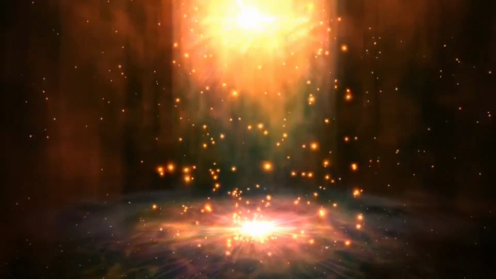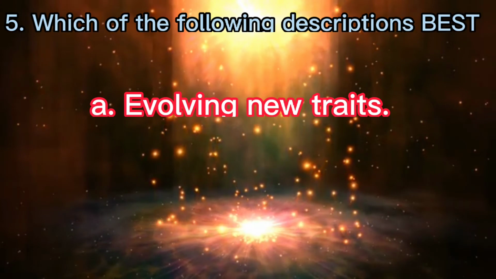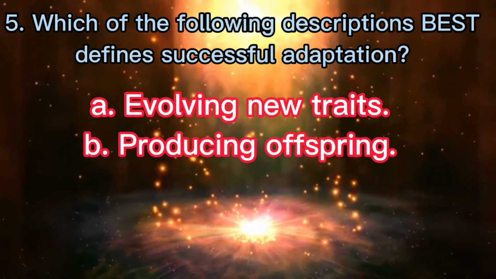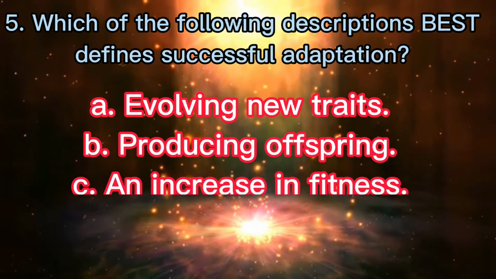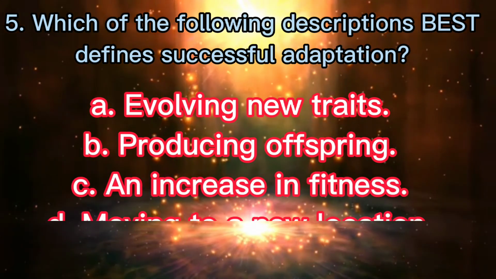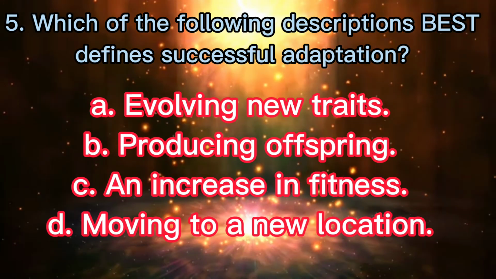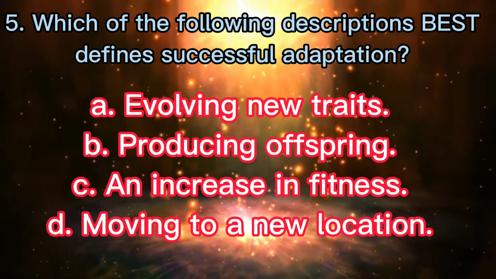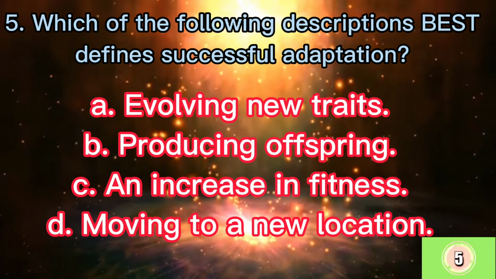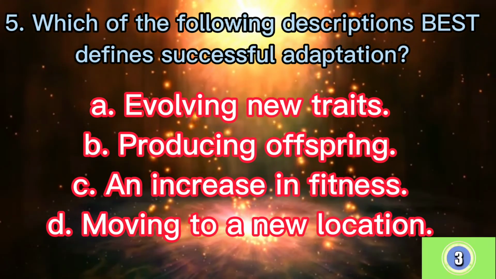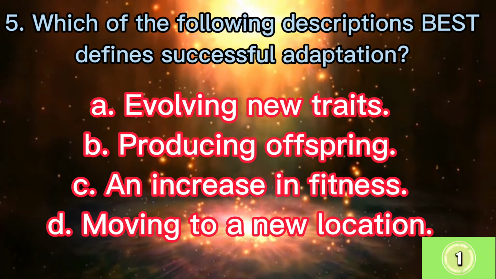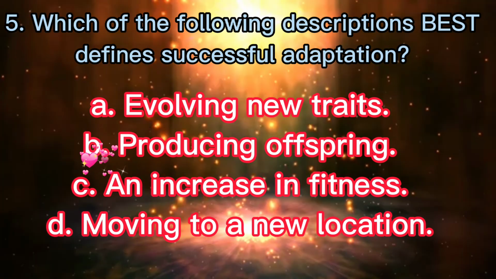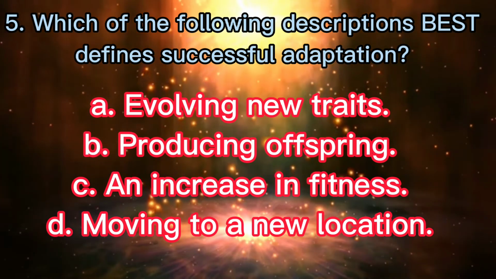And number 5. Which of the following descriptions best define successful adaptation? Letter A, evolving new traits. Letter B, producing offspring. Letter C, an increase in fitness. And letter D, moving to a new location. Absolutely. The correct answer is letter B, producing more offspring.